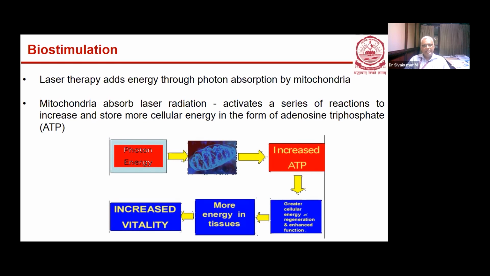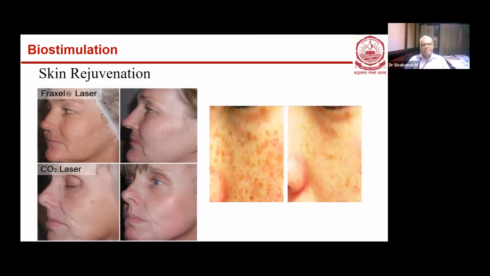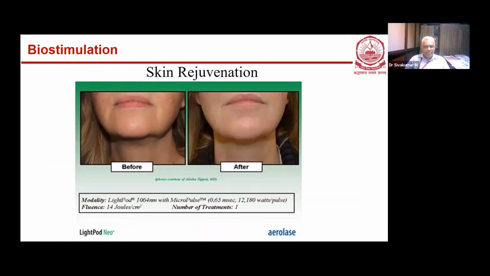So for example, skin regeneration. You can see before laser treatment and after laser treatment, the wrinkles in the face can be treated, and some scars in the skin can be treated, and your skin will look nice and young. You will look younger, and all those things are commercially available nowadays. It's called skin regeneration.